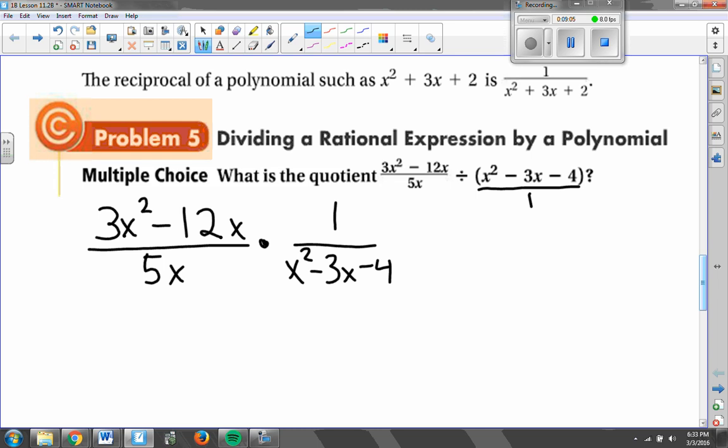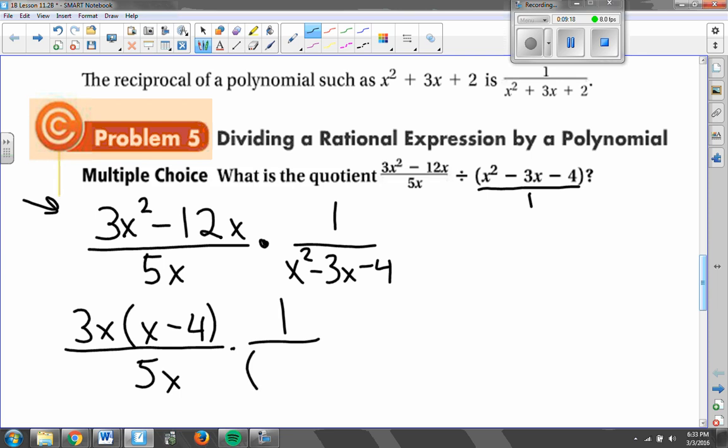So I will have, let's see, up here I can take out a 3x. So this will be 3x times x minus 4 over 5x times 1 over x minus 4, x plus 1. Two numbers that multiply to be negative 4 and add to be negative 3: negative 4 and 1. So now I see x minus 4 can cancel here. I have an x there that can cancel with this x here.